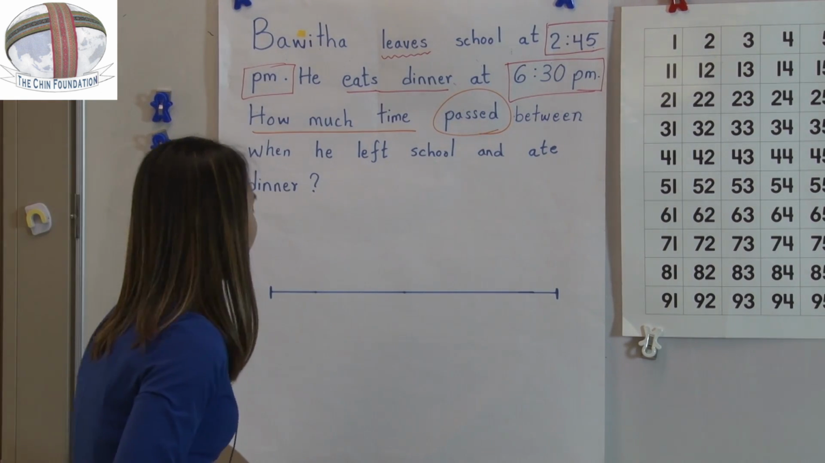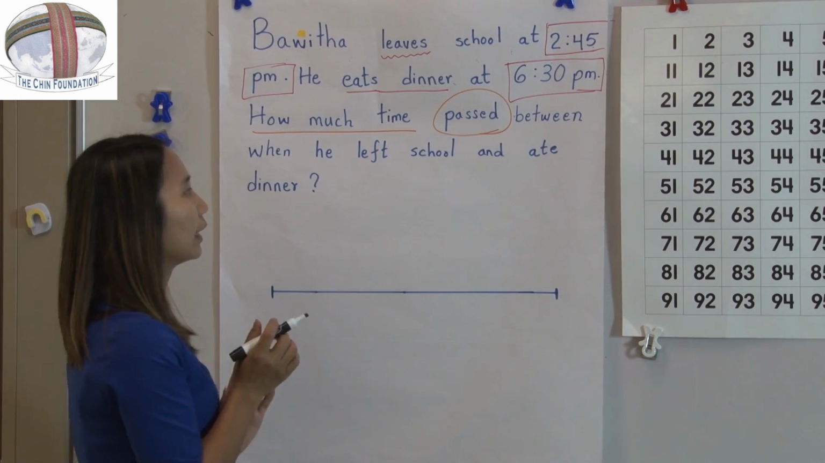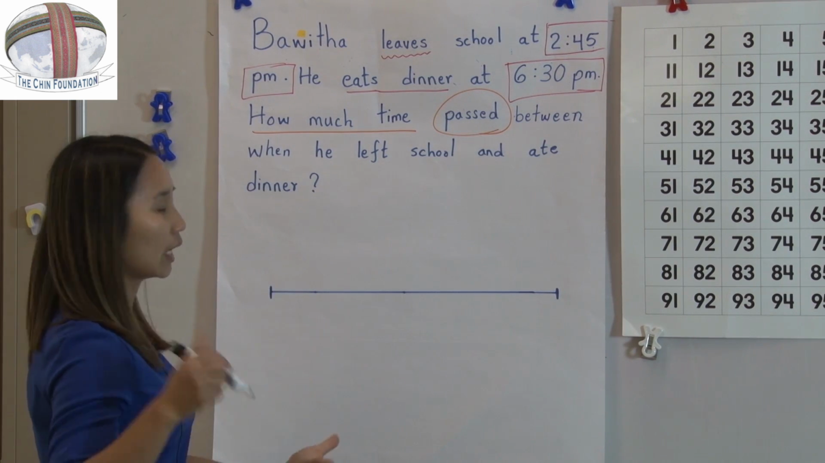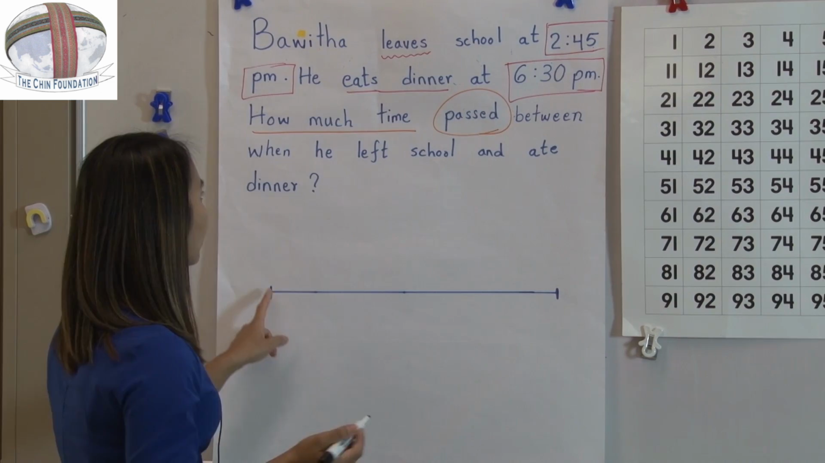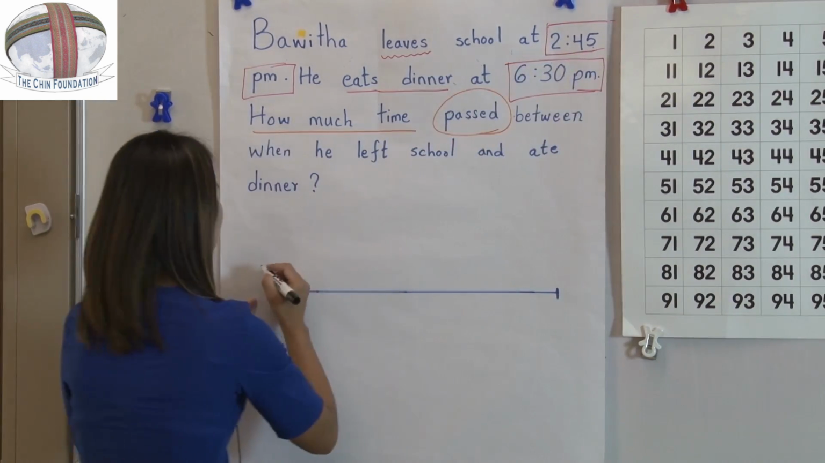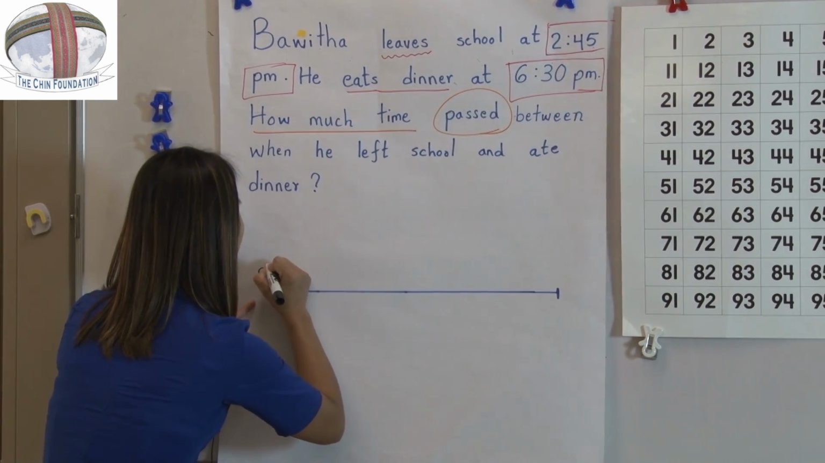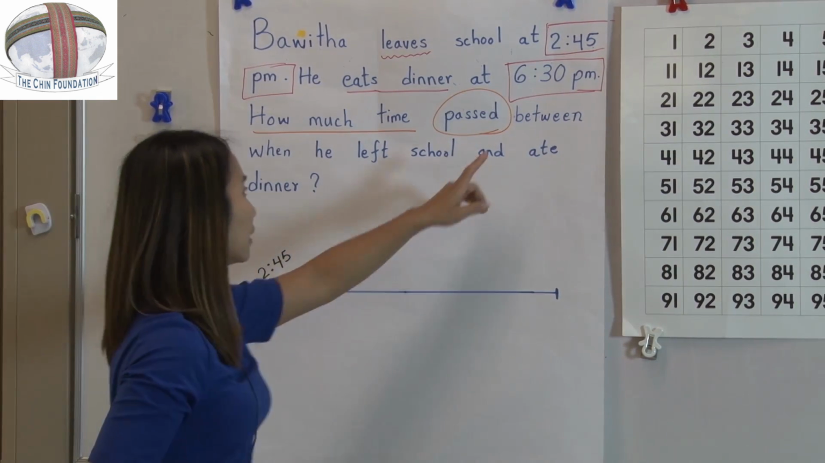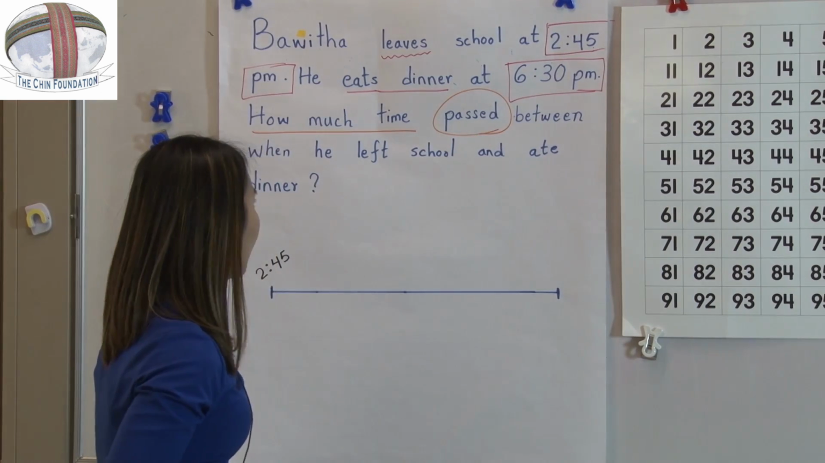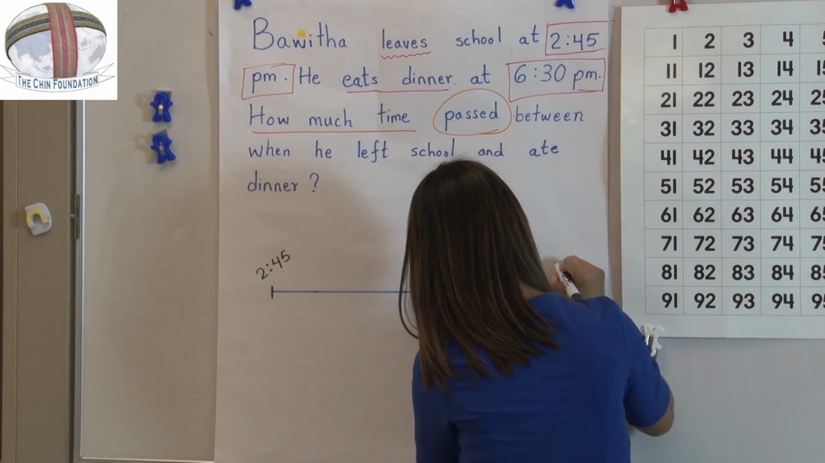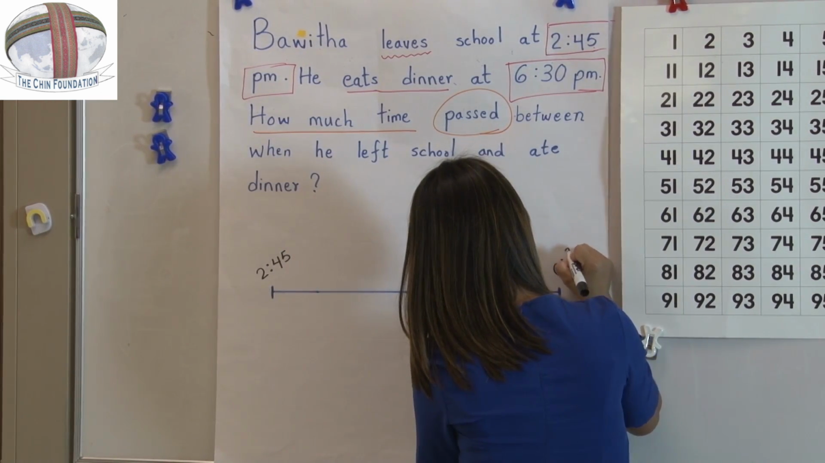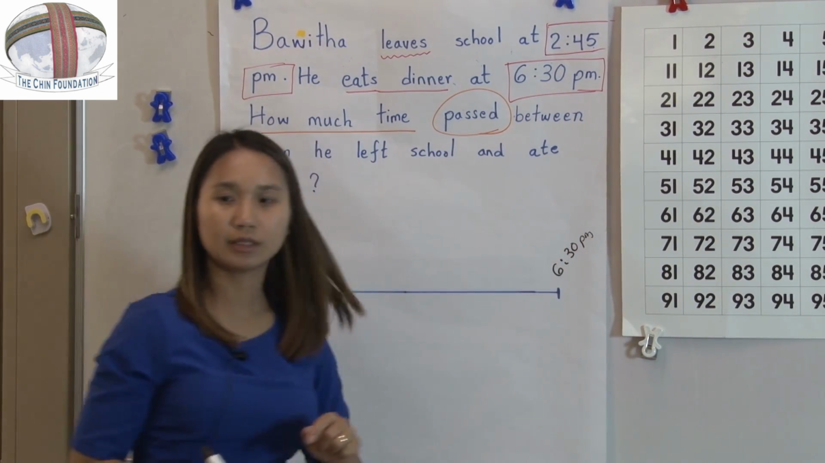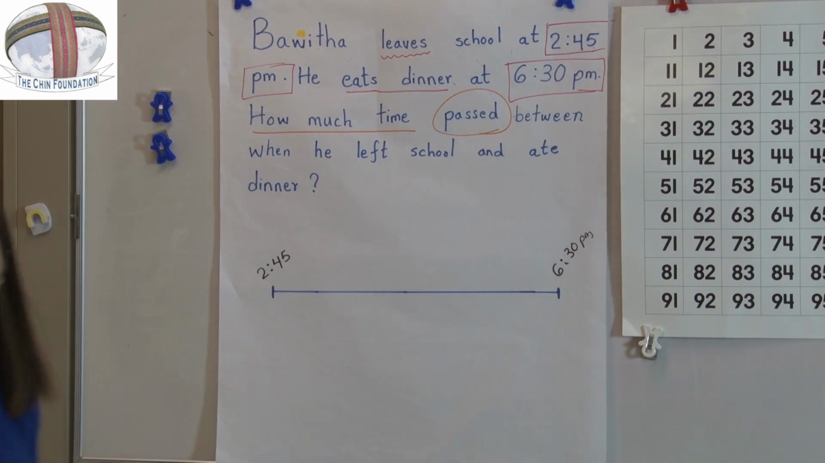So I have a line here, so I can draw a line to figure out, because I know when it is start and when it is end. So I know it started 2:45, so I will put my 2:45 here, 2:45 p.m. And then I know when is end. The end is 6:30. We want to know how much time is between these times, okay?